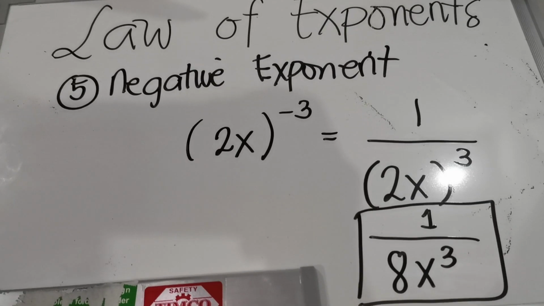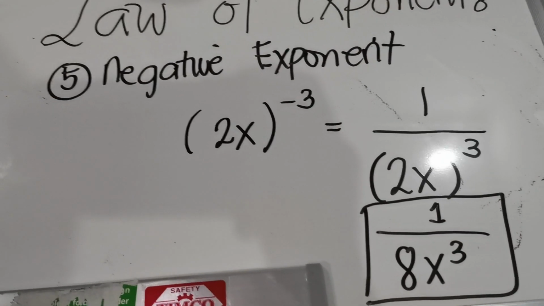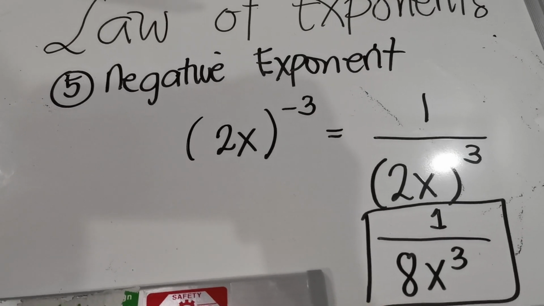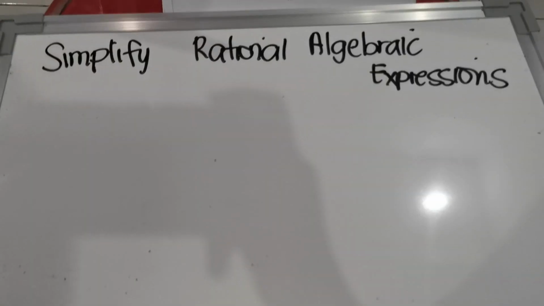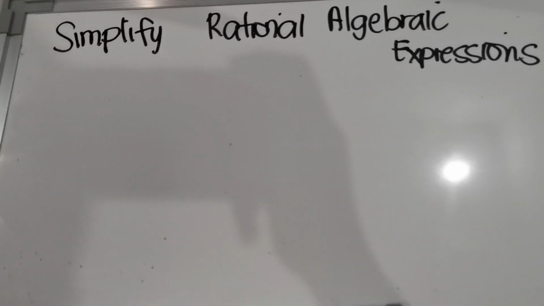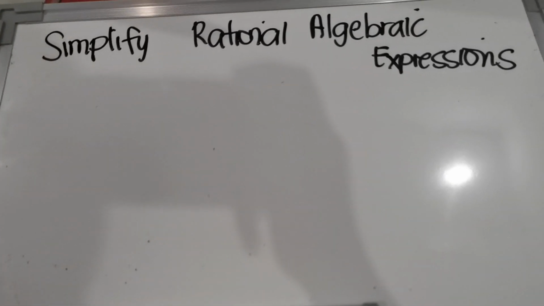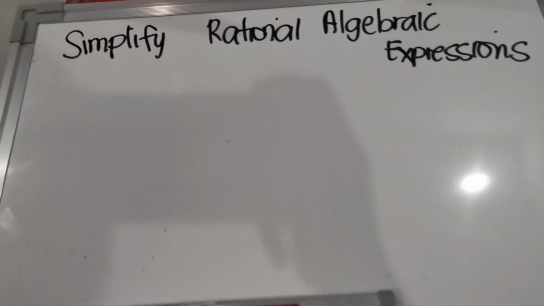Okay. Those are the laws of exponents. Yung limang yon: the product, quotient, power, zero exponent, and negative exponent. Since we're done with recalling the laws of exponents, we can now proceed with simplifying rational algebraic expressions.